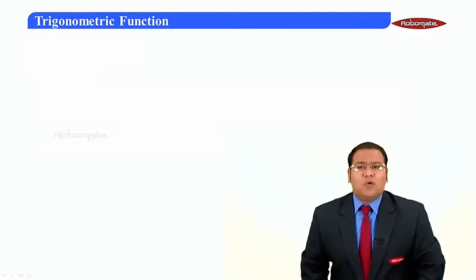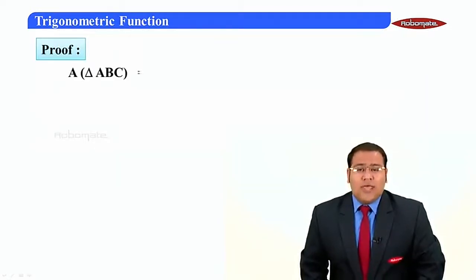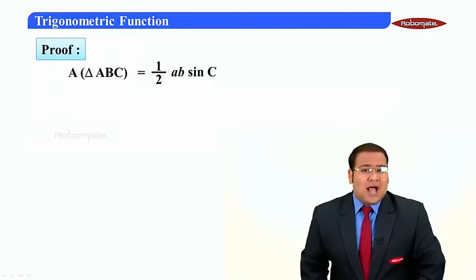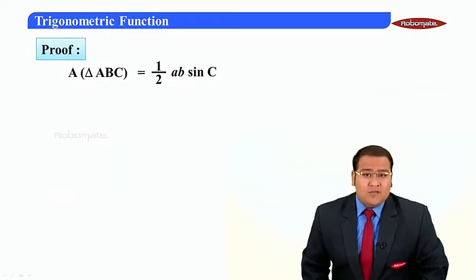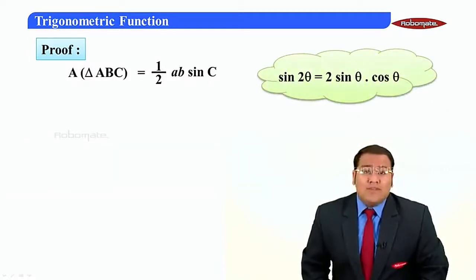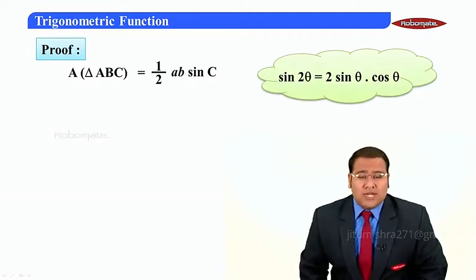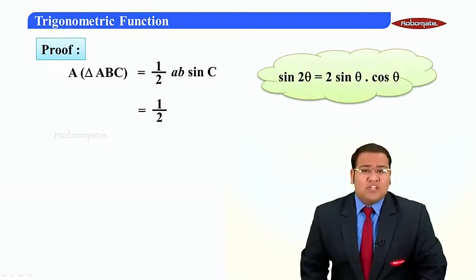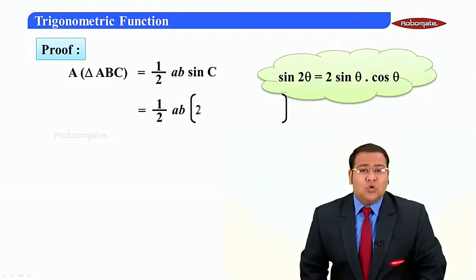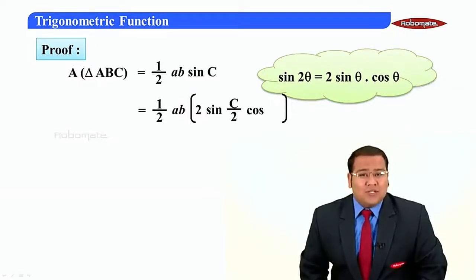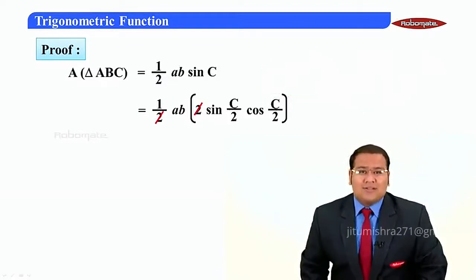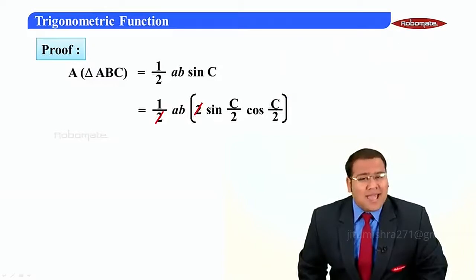Moving ahead with its proof, it says what? Area of triangle ABC is what? Half into ab sin C. We all are aware about this. But we also know that sin 2 theta is 2 sin theta cos theta. So in this case, the expression would be half ab into 2 sin C by 2 into cos of C by 2. We know that the 2 and 2 are getting cancelled.